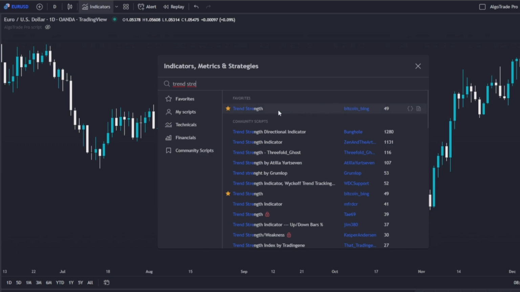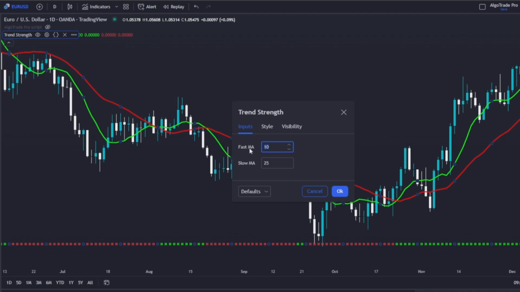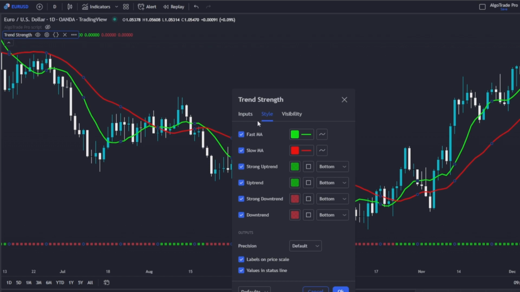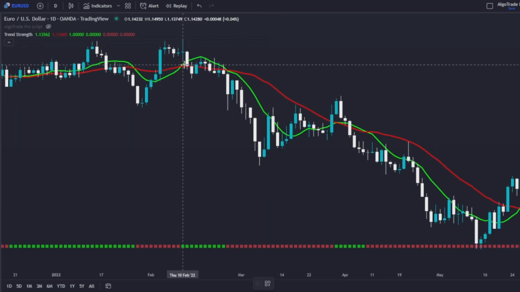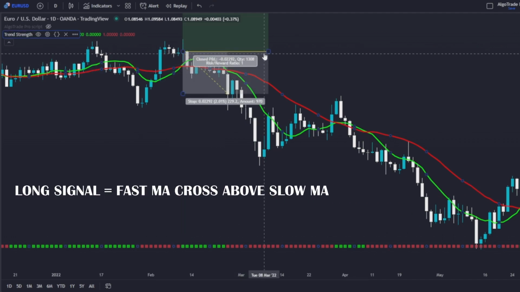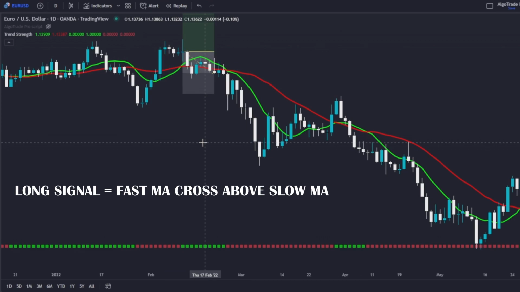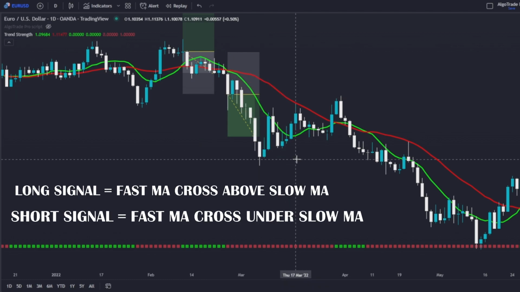Let's now add our moving average crossover indicator, which in this case is called Trend Strength by Bitcoin Bing. The settings that I will use are the default ones, which in this case are 10 for the fast moving average and 25 for the slow moving average. This indicator also includes a histogram so we can see with detail when the moving average crossover happens. Using this indicator is quite simple. Whenever the fast moving average, in this case the green line, crosses above the slow moving average, which is the red one, it is considered a long signal, and whenever the opposite happens, it is considered a short signal.